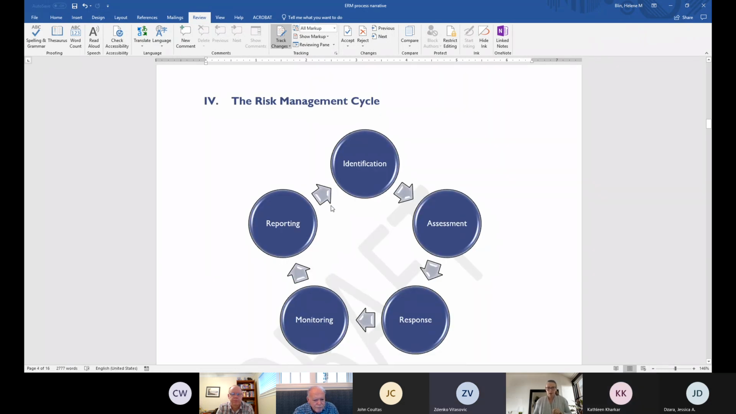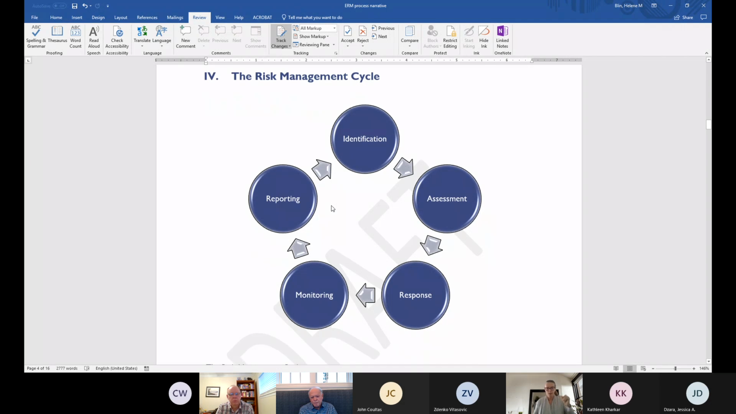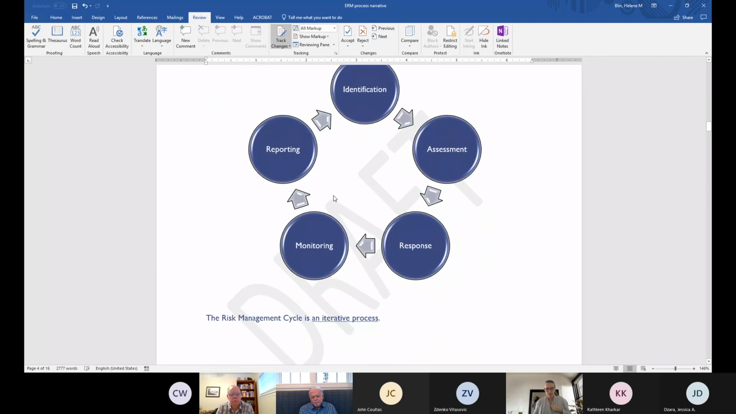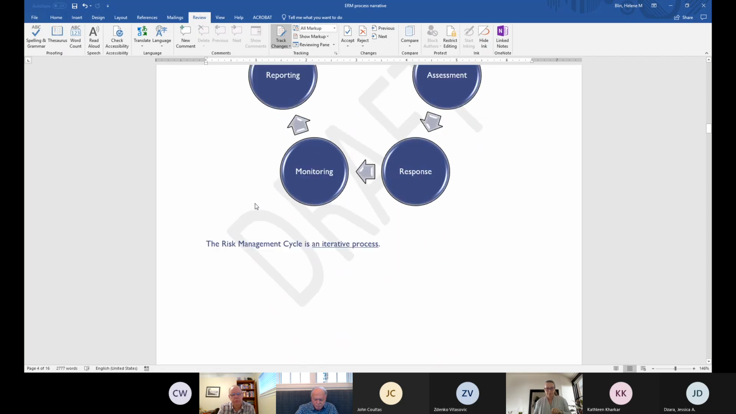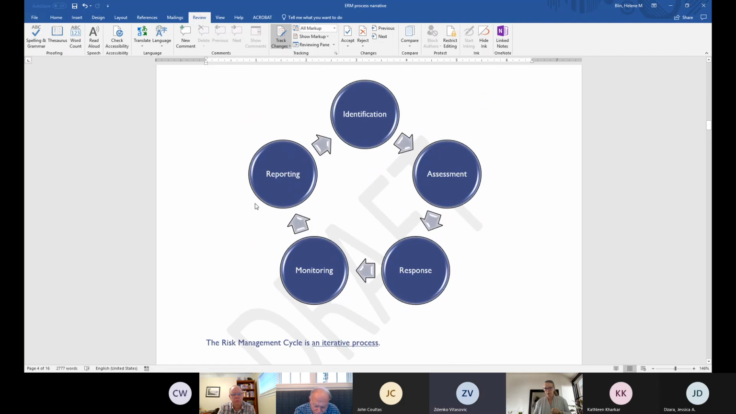The risk management cycle. This is true for risk management at large, including enterprise risk management, of course. There's one cycle, regardless of whether you do it for a project, for a division such as asset management, for departments such as engineering, for you name it, for the enterprise. And it's an iterative process, meaning it's not a one-shot type of thing that we then forget about. It has to be a regular process. Questions, comments, ideas? Okay.